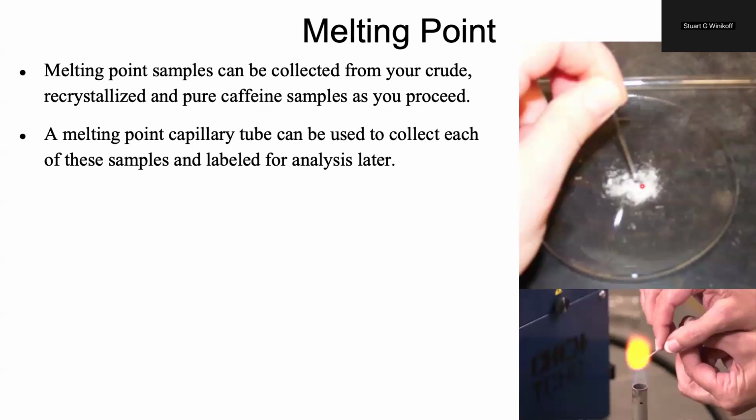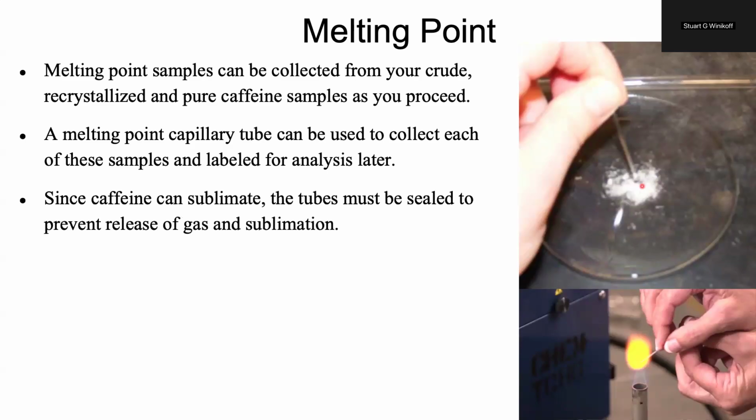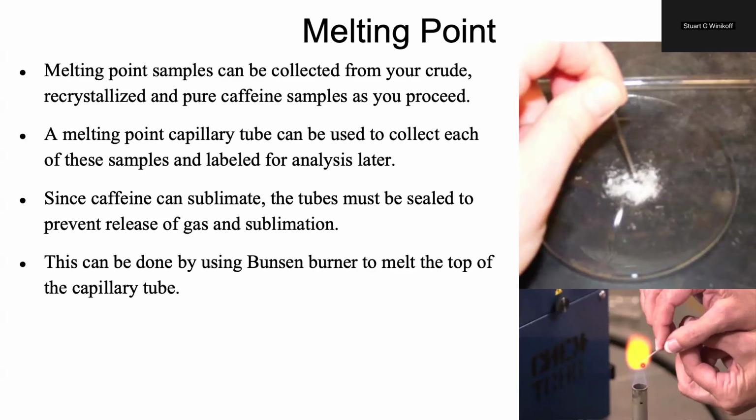So this means by the end of the lab, you should have 3 nice capillary tubes, one for each of our 3 products. However, part of the issue is that since caffeine sublimates, if I want to watch the melting point, I've got to find a way to seal the top of the tube. This way it will prevent any of that gas from releasing. We're going to do this using a Bunsen burner to literally melt the top of the tube, very similar to how we made our TLC spotters. By melting the top of the tube, this should essentially seal it from any vapor being released.